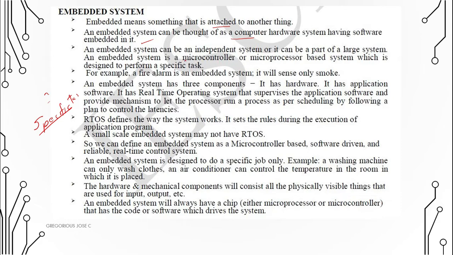So a system consists of a microcontroller or microprocessor. So ഒരു embedded systemത്തിൽ ഒരു microcontroller അല്ലെങ്കിൽ microprocessor based system ആയിരിക്കും. So which is used to perform a specific task. So specific task perform ചെയ്യാൻ with certain instructions embedded into a microcontroller or microprocessor, it will perform a task. So for a simple ആയിട്ടുള്ള ഒരു എക്സാമ്പിൾ നമുക്ക് നോക്കാം. For example, a fire alarm is an embedded system.